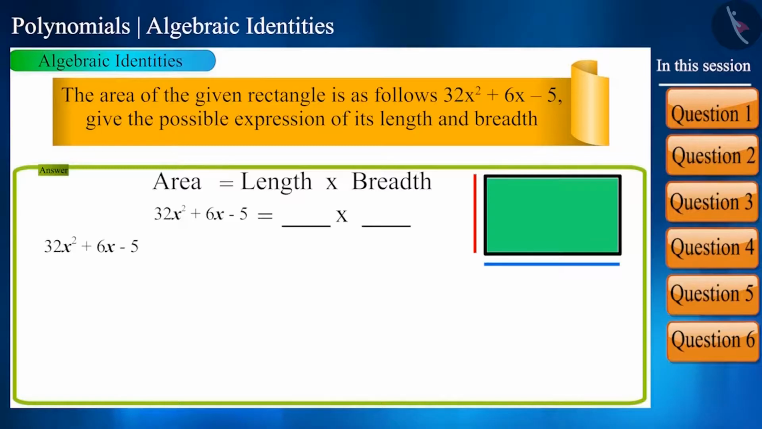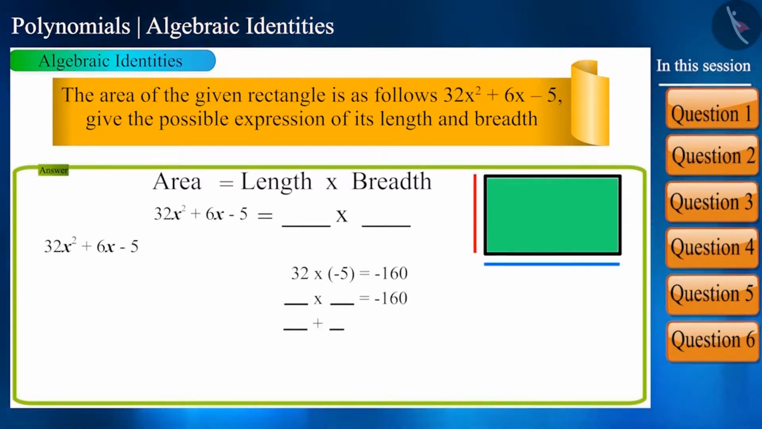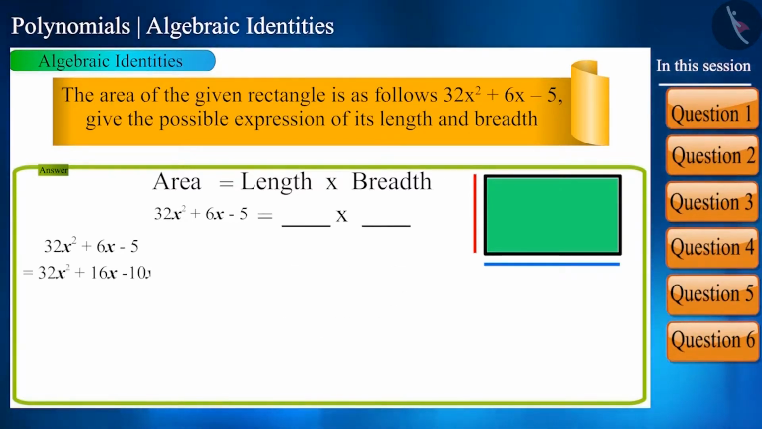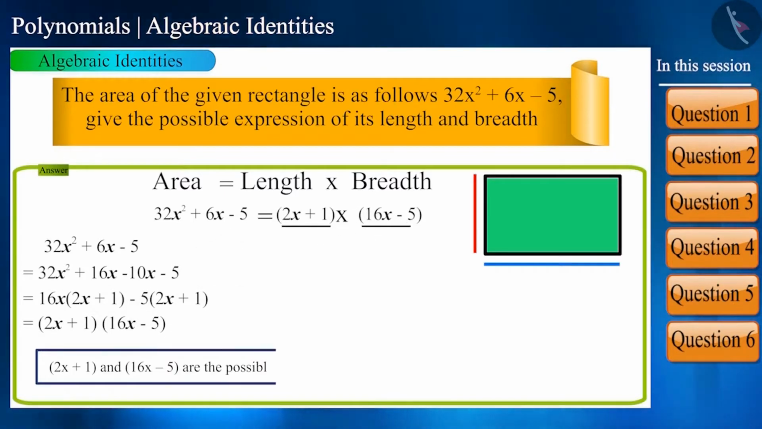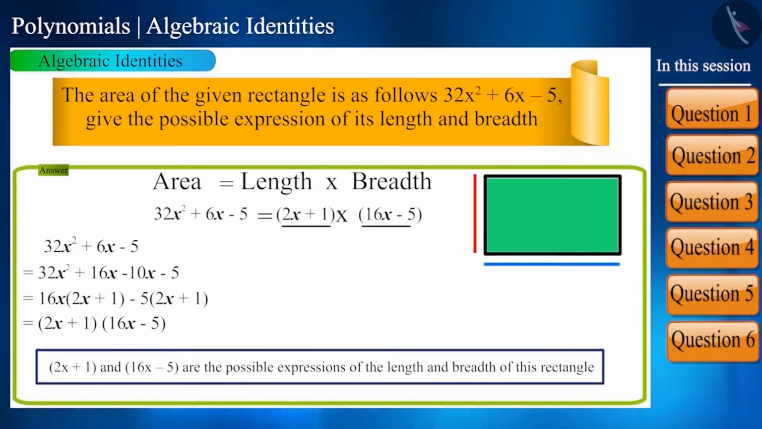We will solve this polynomial 32x square plus 6x minus 5 by the splitting the middle term method. So 32 multiplied by minus 5 will be minus 160. Now two numbers whose product is minus 160 and the sum is 6 are 16 and minus 10. Now let's write it like this. 2x plus 1 and 16x minus 5 are the possible expressions of the length and breadth of this rectangle.